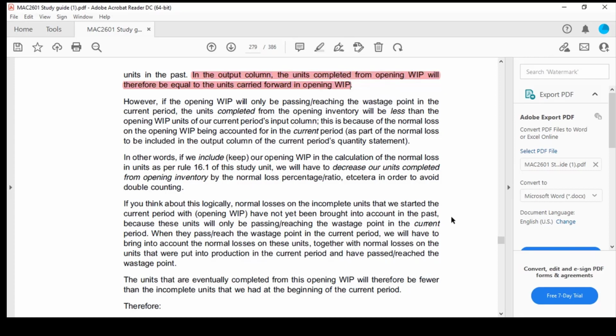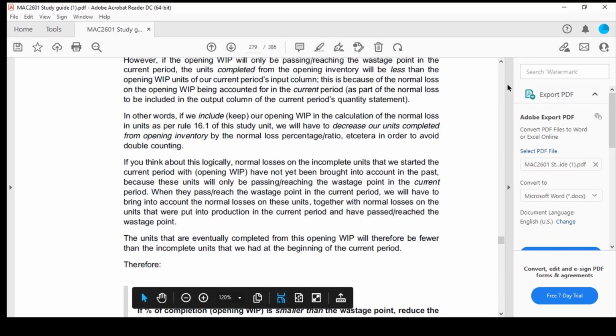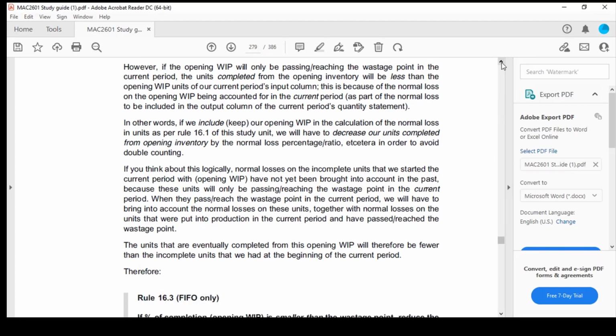It's a mouthful. So let's continue. It's still theory until you see an example. So I'll still speak the theory, but please, we'll look at the example so that it makes sense. However, if the opening WIP will only be passing the wastage point in the current period, the units completed from the opening inventory will be less than that, because they would be subject to the loss.